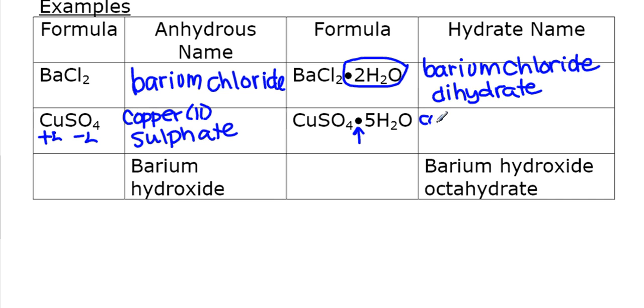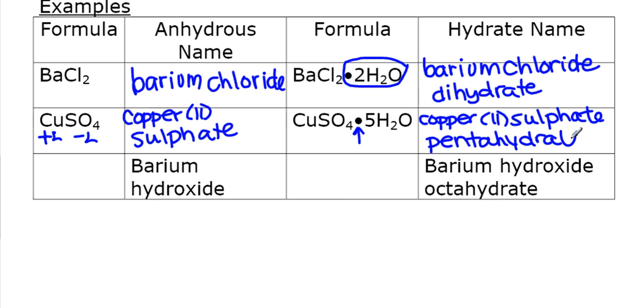So the first part of the name, name it just like you've already learned. And then the prefix for 5 is pent. And here we're going to put penta because we've got hydrate after, not a double vowel. And when we put it all together, that's called copper-2 sulfate pentahydrate.